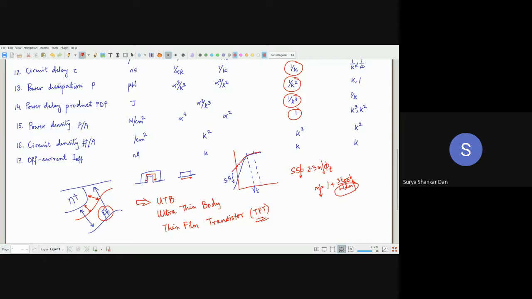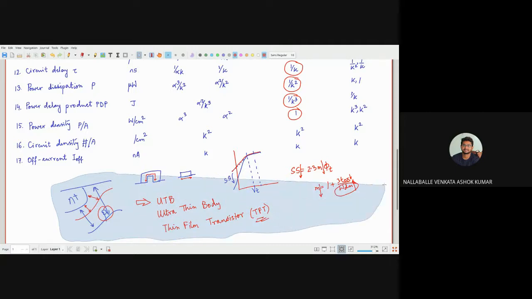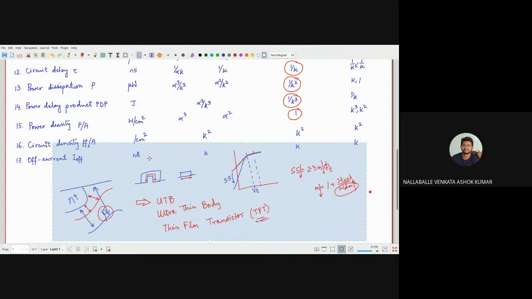Hello, Ashok, tell me. Sir, to decrease the oxide thickness, we are using hafnium oxide, right, sir? Am I audible? Yes, you are audible. Hafnium oxide is essentially being used to suppress the tunneling event. We will again look into that. Tunneling is also one of the issues of short channel effects, which I have not written over here.